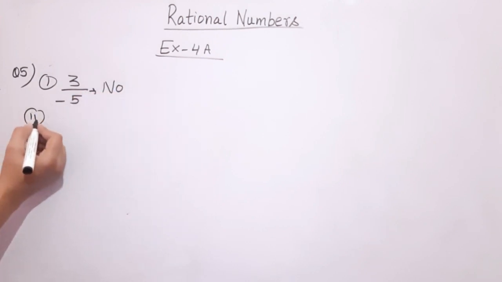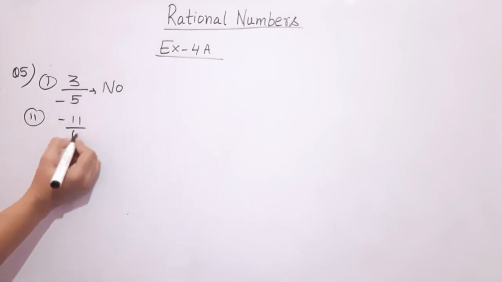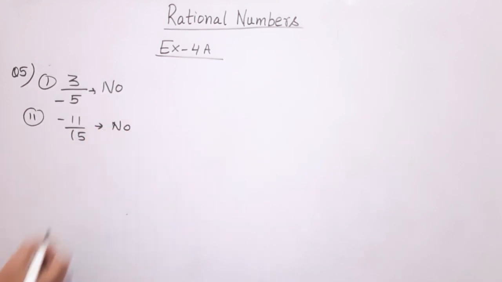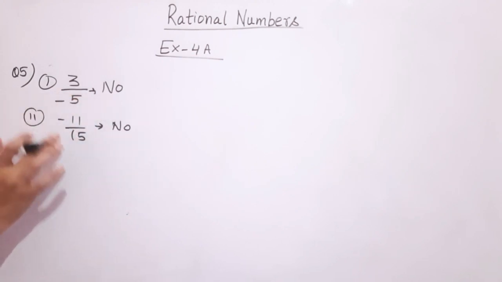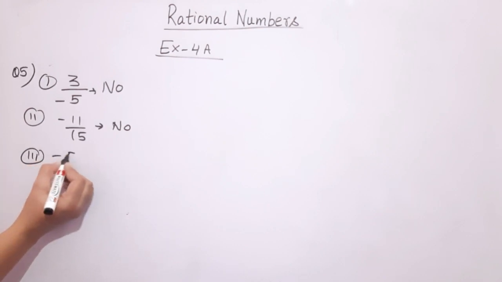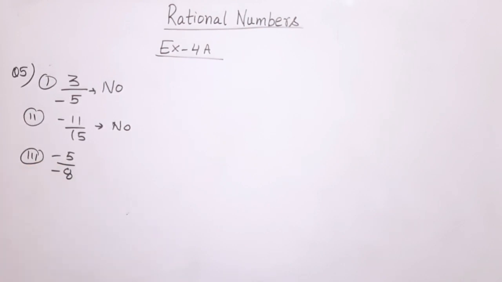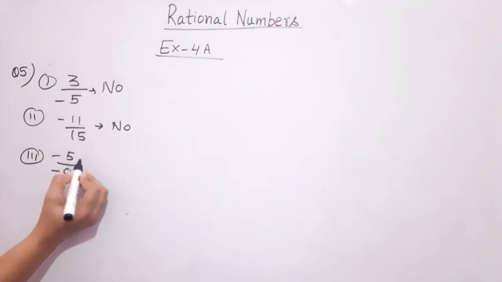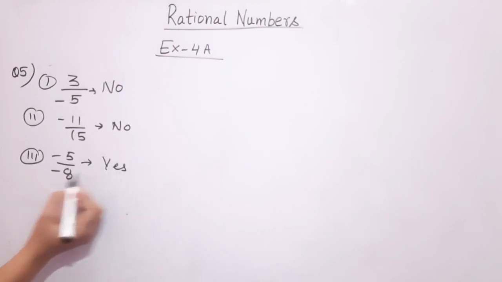Now the second option is minus 11 upon 15. Numerator is negative, denominator positive. This is also not satisfying the condition, so this is also not a positive rational number. Now the third option says minus 5 upon minus 8. As I've told you, positive rational numbers have the same sign in the numerator and denominator. It has a negative sign in both numerator and denominator. That means this is a positive rational number.